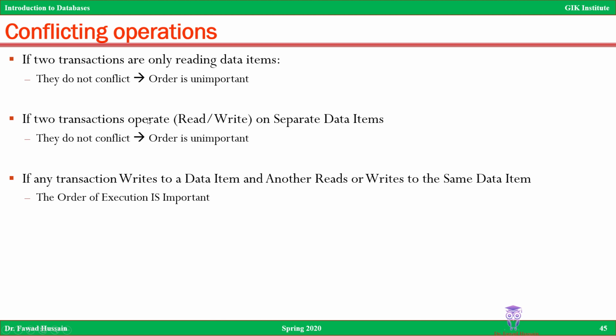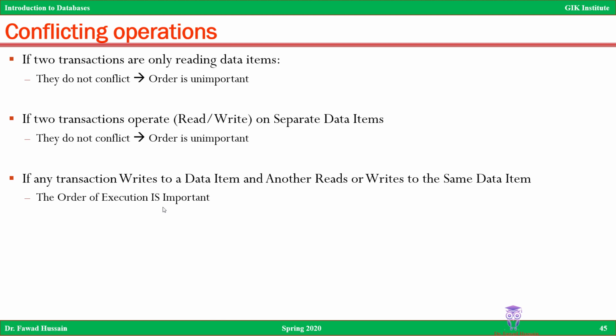If the two transactions read or write on separate data items, they also don't have a conflict. So if the first transaction is reading and writing on table A, and the second transaction T2 is reading and writing on table B, we have two independent tables, A and B. There is no issue, these are serializable, there is no conflict, and the order in which they are executed is unimportant. However, if any transaction writes a data item and another reads or writes on the same data item, then the order of execution is important.